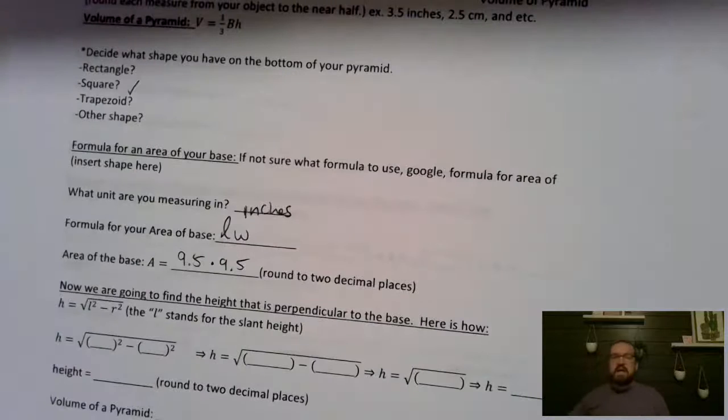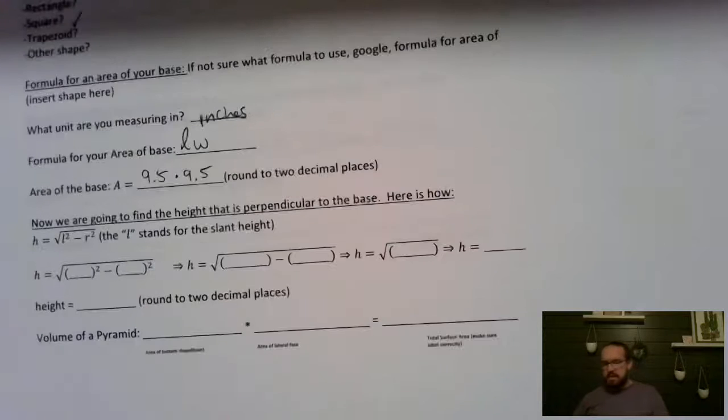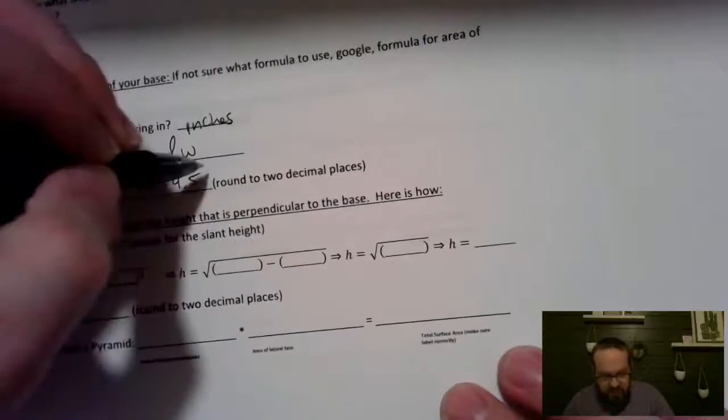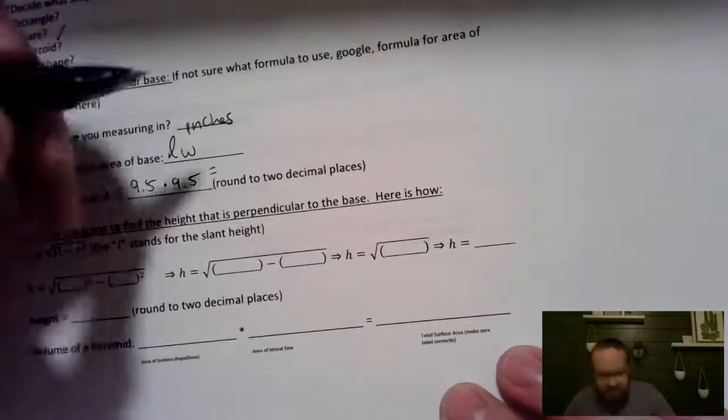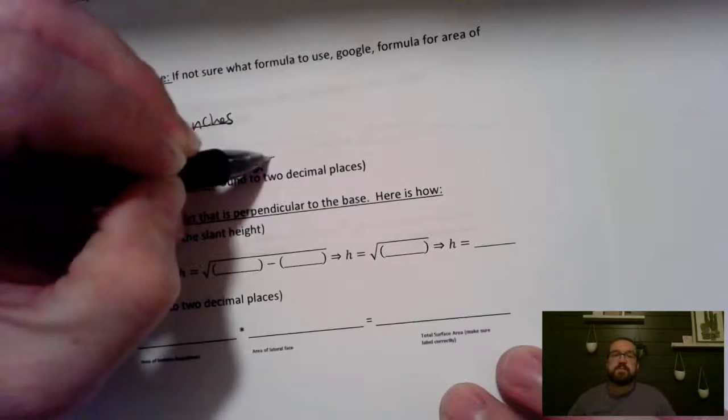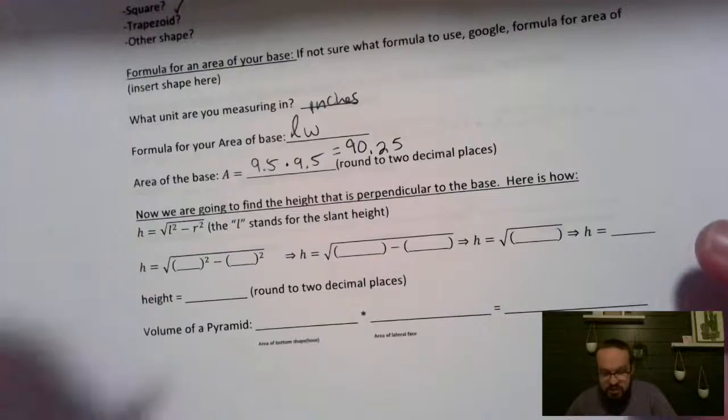We use our handy dandy calculator. Now that I'm thinking about it, maybe on the previous problem I had 9 times 9.5. And so we know our area of the base here is just going to be 90.25 inches squared.